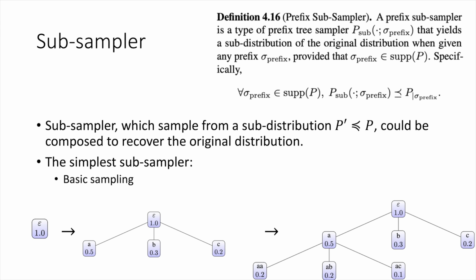However, the power of subsamplers lies in their ability to be combined. Since subdistributions are compatible with the target distribution, multiple subsamplers can be used in sequence to progressively refine the sampling result and converge towards the desired distribution. The simplest form of subsampler is the basic sampling process, which samples one token at a time. However, more sophisticated subsamplers exist, such as speculative sampling. By breaking down the complex target distribution into simpler subdistributions, subsamplers provide a modular and flexible approach to sampling.